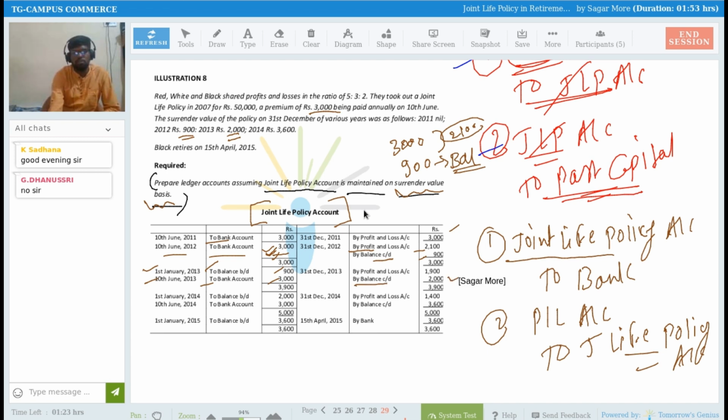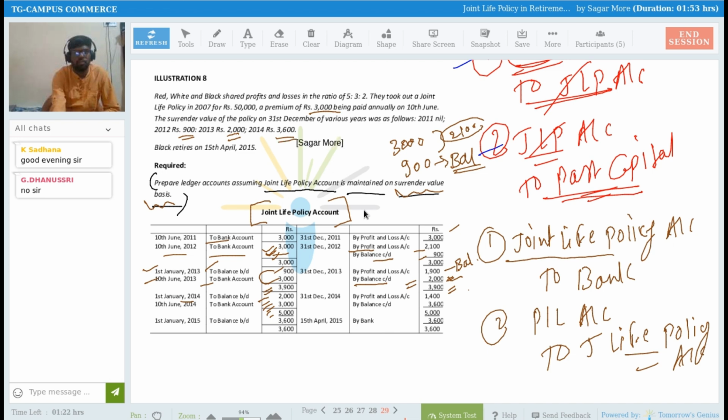See, by balance carried down 2000 rupees. Now you have to check: 900 plus 3000, so totally 3900. You have to subtract 2000. So balance is 1900 rupees. That you have to transfer to profit and loss account, right? Then in the beginning of next year, in January 2014, this carried down balance 2000 becomes brought down. Again, you have paid 3000 rupees in 2014, right? Now the total is 5000 rupees.